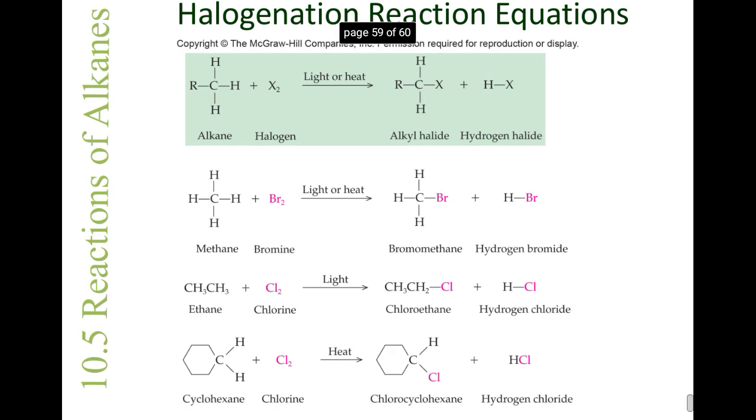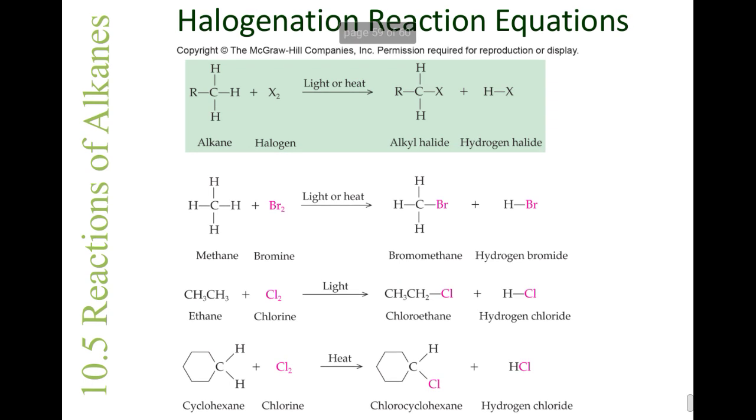So the halogenation reactions are, you take an alkane and you add a halogen. The only two possibilities for Chemistry 102 are Cl2 or Br2. You use light or heat. You get an alkyl halide and a hydrogen halide. And the hydrogen halide in our case would have to be either HCl or HBr, depending on whether you use chlorine or bromine. So here are some examples.